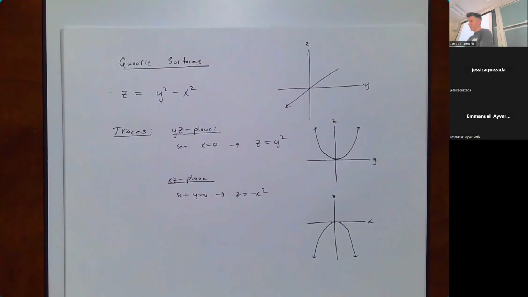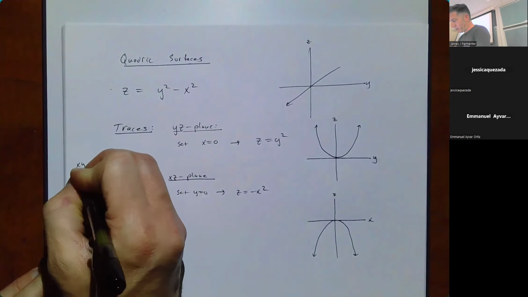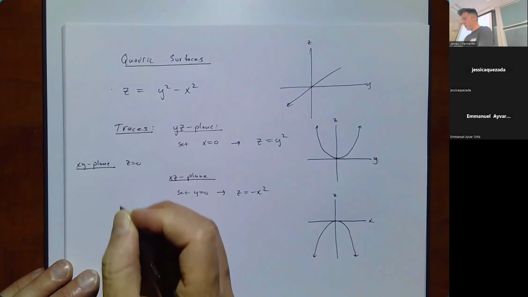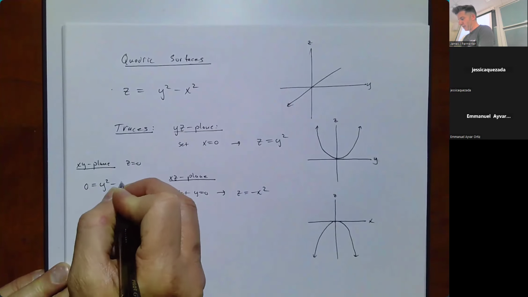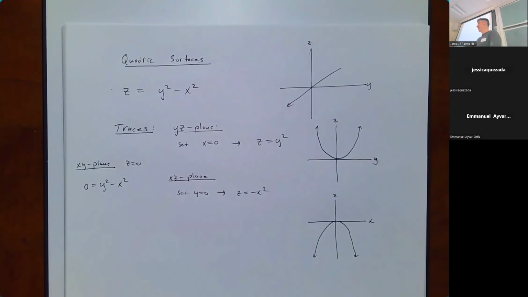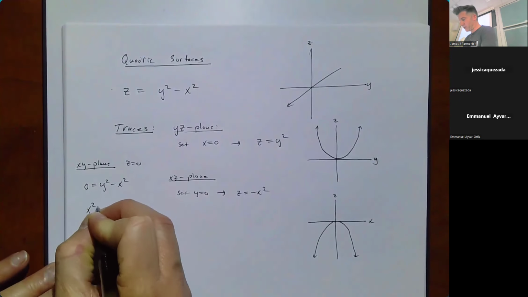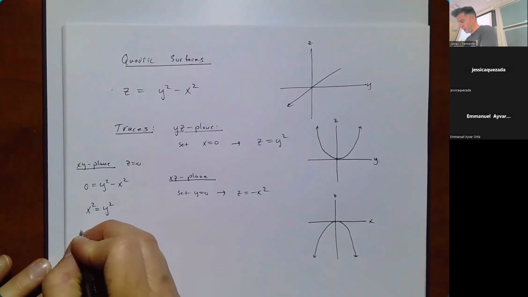And then we should talk about, even though it's kind of annoying, the xy plane. When we set z equal to 0, we're going to get 0 equal to y squared minus x squared. We have to be extra careful here because we get a little bit more than you might think. If we bring the x squared over to the other side, we get x squared equal to y squared. And if we take the square root of both sides, we don't just get x equal to y.